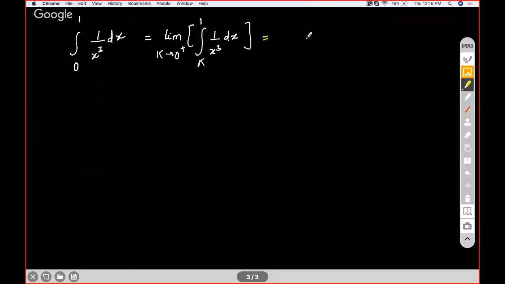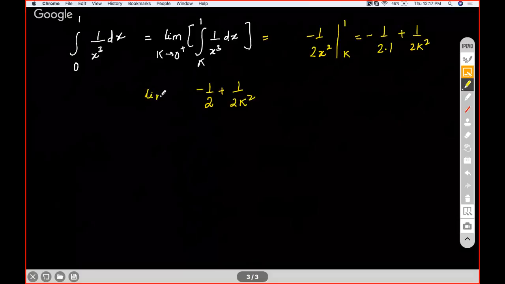Correct? So what is the integration of this? If I'm not wrong, it's minus 2x square. Correct? So you have to put 1 to k. So that will be minus 1 by 2 into 1. And you have to do plus 1 by 2k square. And again, when k tends to 0 plus, this fellow will become huge. Infinity. So the answer will be infinity in this case. So even this integral diverges.